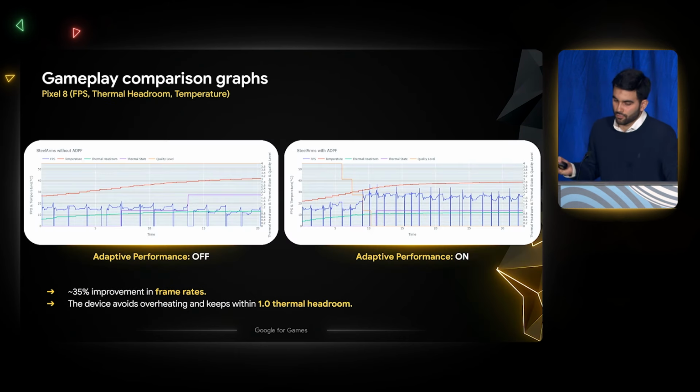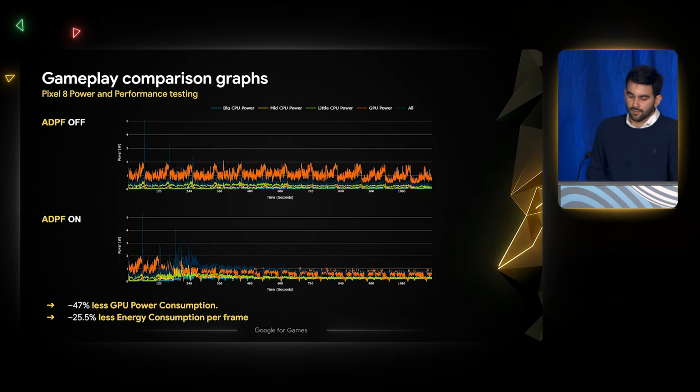Next, we have the corresponding frame rates for the Pixel 8 device again. We see that with ADPF on, the frame rates stay at, again, normal expected levels with an approximately 35% improvement in frame rates overall. Thermal status will remain at light as compared to moderate without ADPF. Temperatures stay within 40 degrees Celsius, and the thermal headroom is held below one. For performance, overall, a 47% improvement in the GPU power consumption with ADPF on, and roughly 25% less energy consumption per frame.